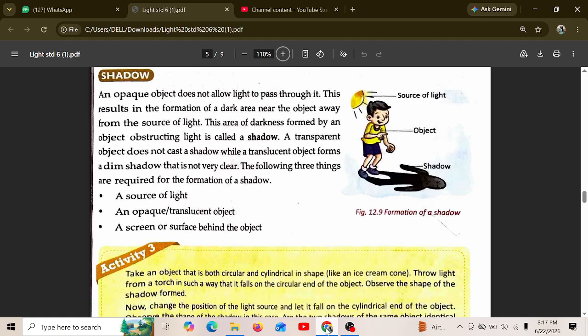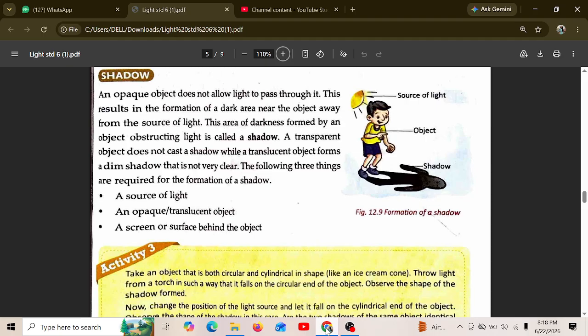A shadow. What is a shadow? You can see how a shadow is formed in this picture. It needs a source of light, an object, and a screen or surface behind the object. A shadow is the area of darkness formed by the object which is obstructing the light. A transparent object does not cast a shadow, remember, while a translucent object forms a very dim shadow. An opaque object is the finest object which can create an absolutely beautiful and clear shadow.